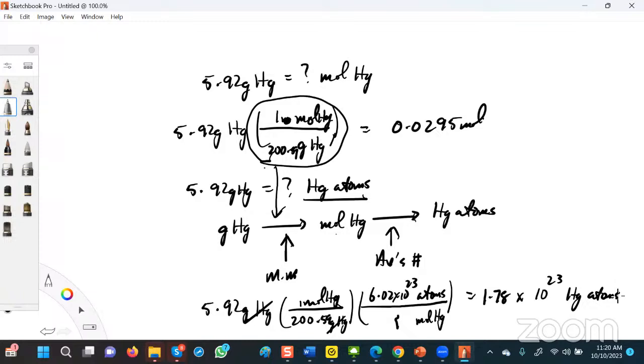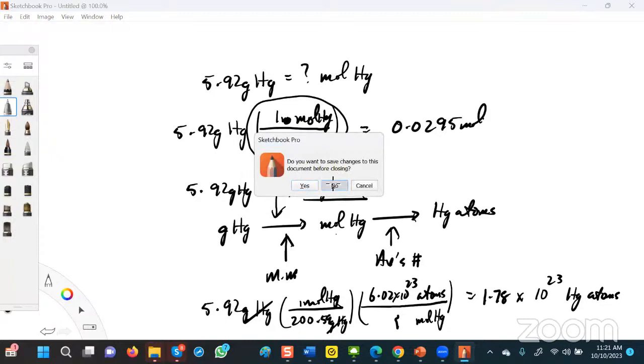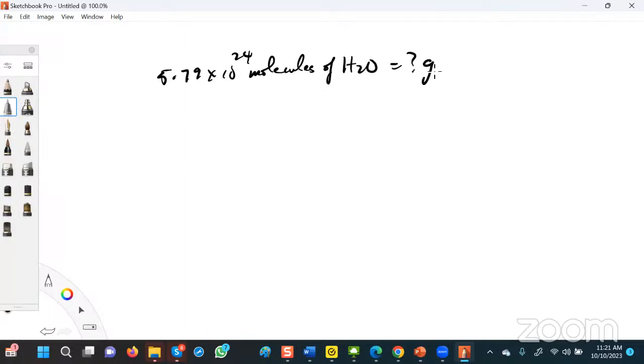And what I just did just now applies not only to elements, but can also apply to compounds as well, right? Same idea. In fact, let me create another example here. So let me get rid of this here. And let's say you're given, now this is a bit of a reverse kind of situation, 5.79 times 10 to the 24 molecules of water. And let's say you're asked to find the mass equivalent to that number of molecules, all right?